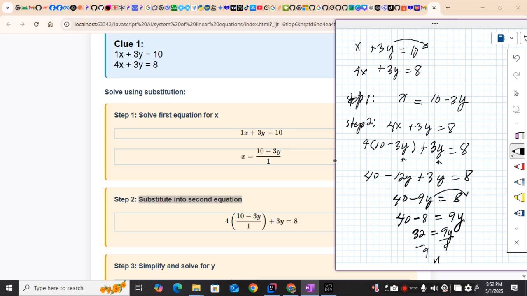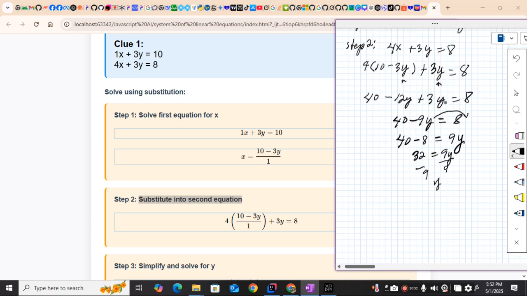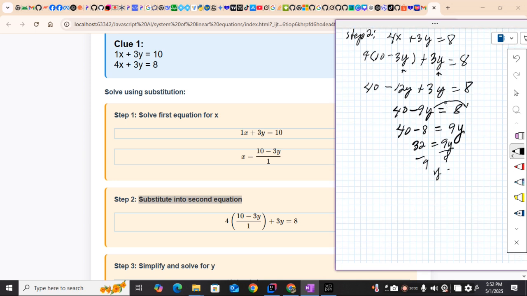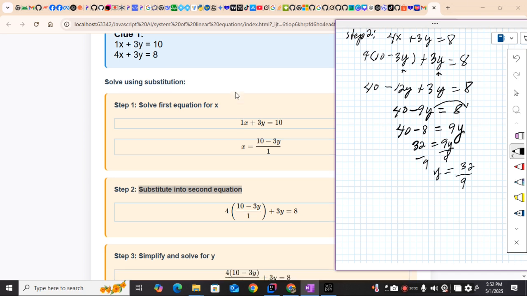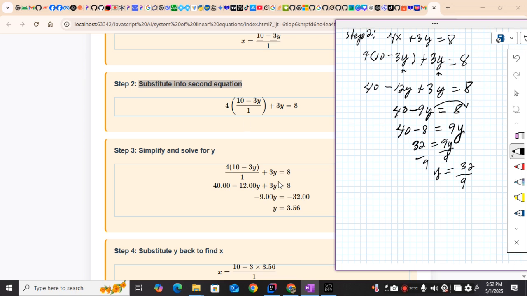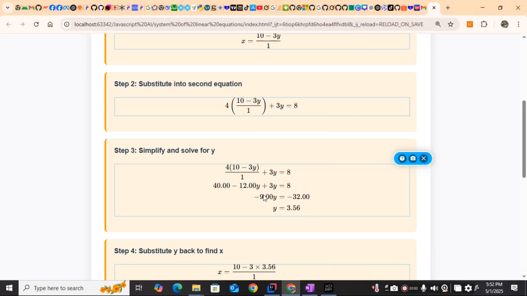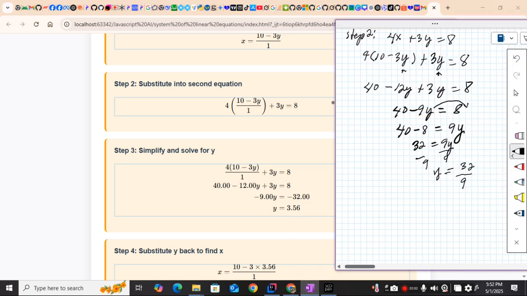then our y is 32 over 9. Is that correct? Okay, so that's correct. So we have 32 over 9, and that is equivalent to 3.56. So let's try to write that. 3.56. Okay.